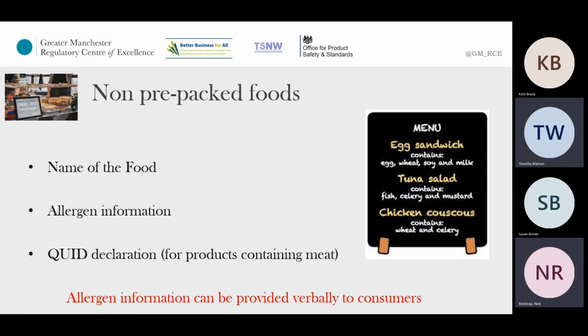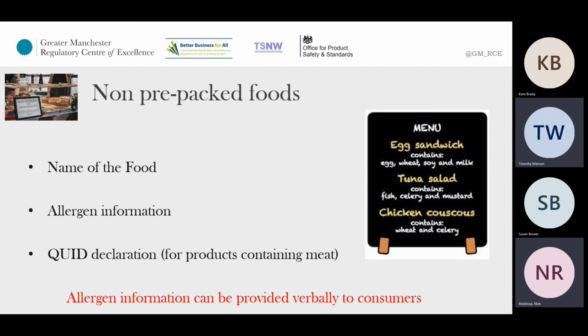So now we're going to move on to the requirements for non-pre-packed foods. So there's certain information that still has to be given to the consumer, despite the food not having individual labelling. So this is the name of the food, the presence of any of the 14 allergens, and for products containing meat, they need an indication of quantity of that meat expressed as a percentage of the total ingredients.